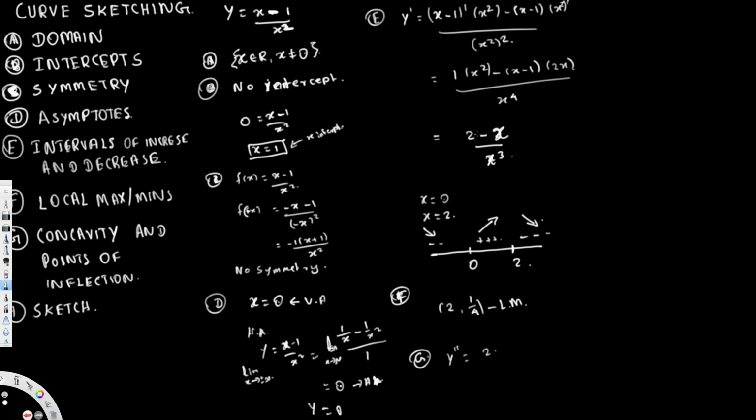In this case, it's also a division, which means we have to use the quotient rule in this situation. So let's use the quotient rule. It's going to be the derivative of 2 minus x, multiplied by x cubed, minus the derivative of x cubed multiplied by 2 minus x, divided by x cubed squared. If you simplify this, you will get the answer that comes out to be 2x minus 6 divided by x to the power 4.